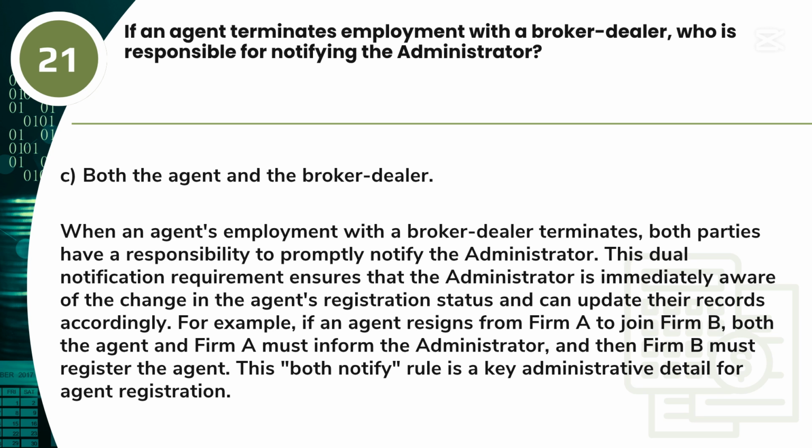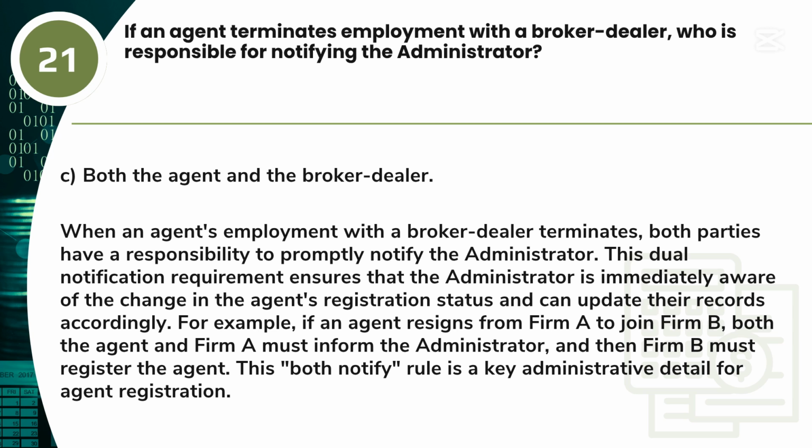Answer: C. Both the agent and the broker-dealer. When an agent's employment with a broker-dealer terminates, both parties have a responsibility to promptly notify the administrator. This dual notification requirement ensures that the administrator is immediately aware of the change in the agent's registration status and can update their records accordingly.